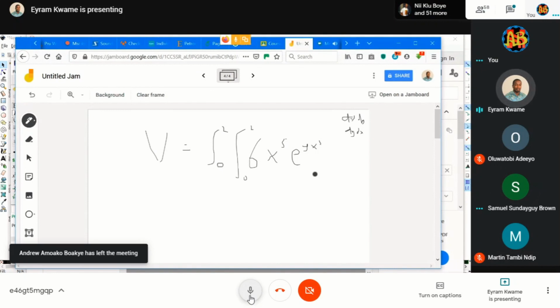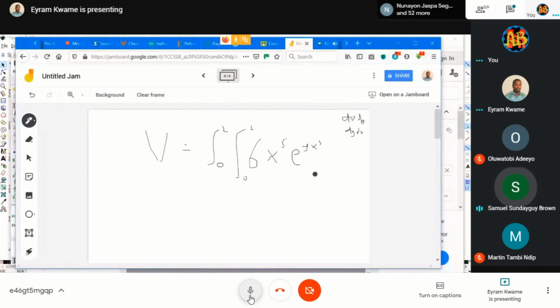Why do you want to do x before y? Any order would be right, but I would prefer to start with x first, since both of them have the same bound. That's what you think. Anybody else has a different view?